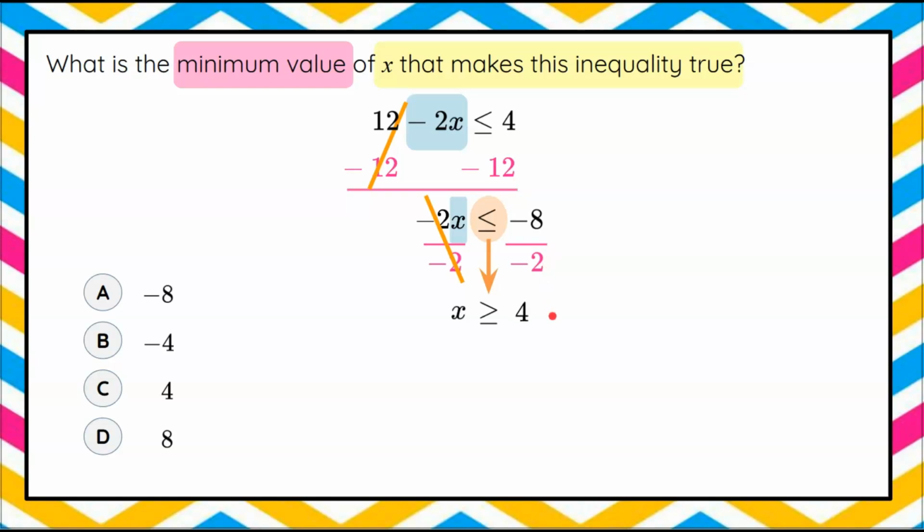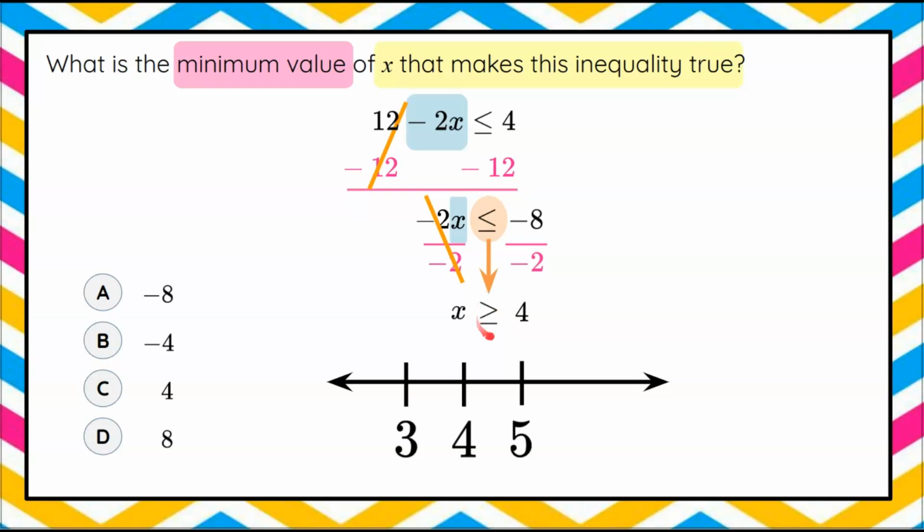So let's graph this so that we can visualize our solution set. So I'm going to draw a number line. We're going to put a closed solid circle on 4 because it can be equal to. It's greater than or equal to. So closed, and then all the values to the right of 4. So the smallest value that makes this inequality true is 4.